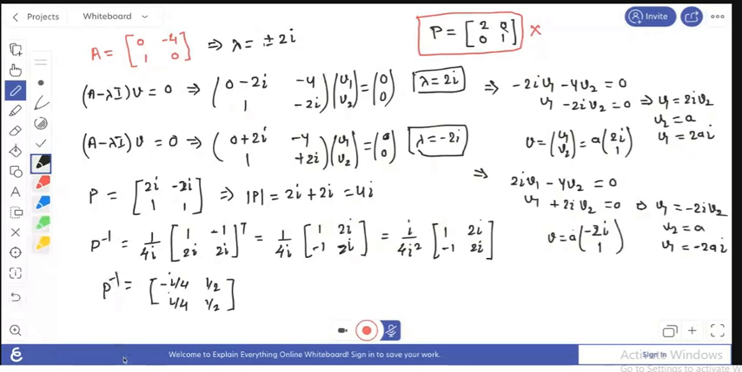Therefore, we need another approach to find the fundamental matrix. You write this line: we need another approach to find the fundamental matrix.